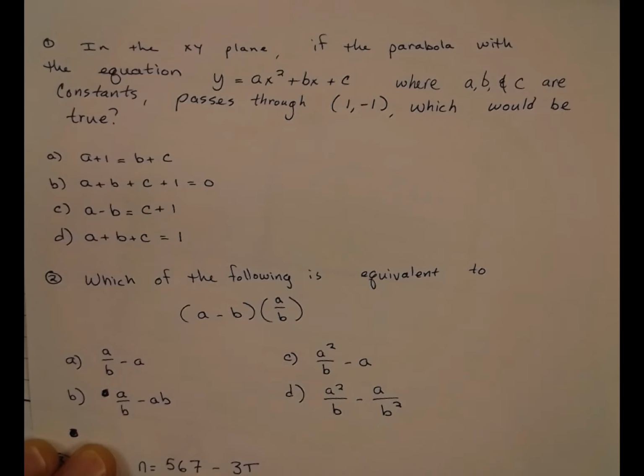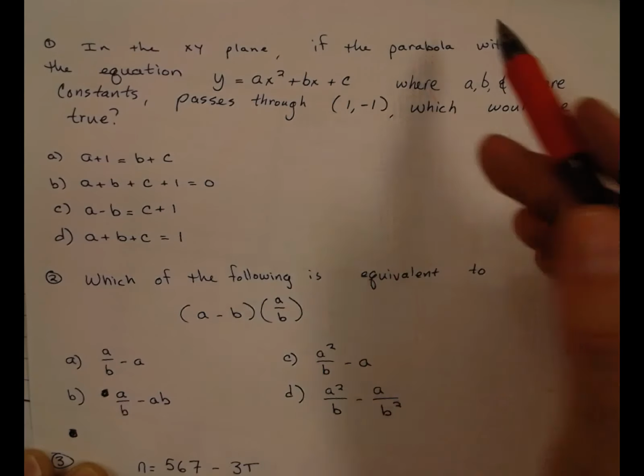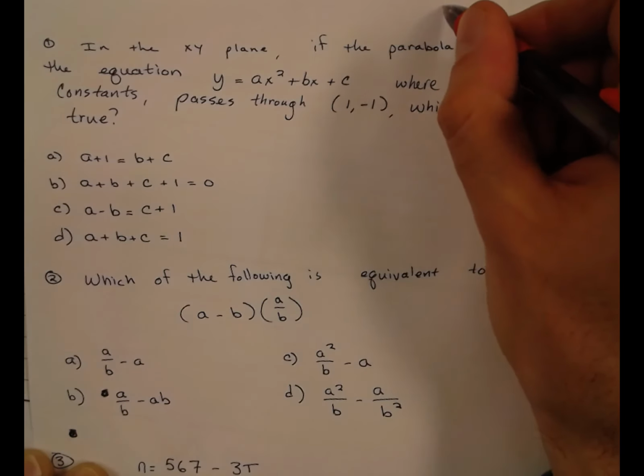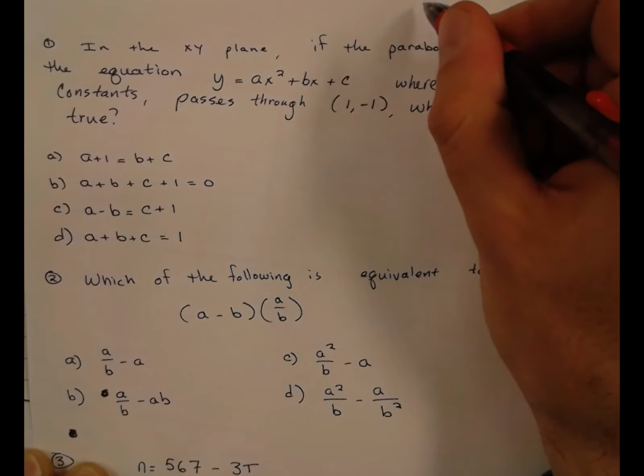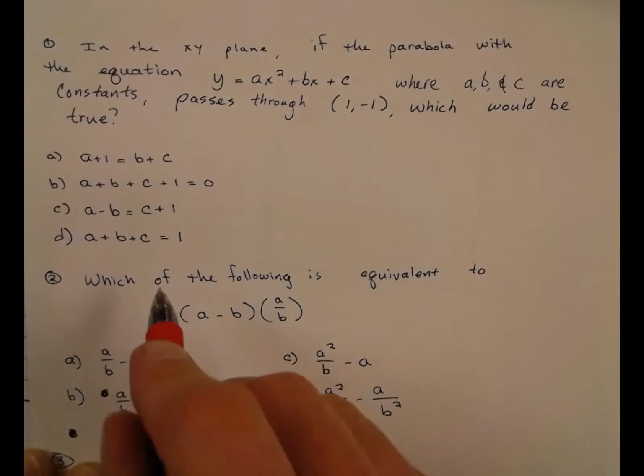In the xy plane, if the parabola with the equation y equals ax squared plus bx plus c, where a, b, and c are constants, passes through (1, -1), what would be true? So this is a really complicated looking question that isn't actually as difficult as it sounds. So parabola, if you're not familiar with that word, that's just kind of like a U-shaped graph, either going up or down. You'll learn more about it in your sophomore year.